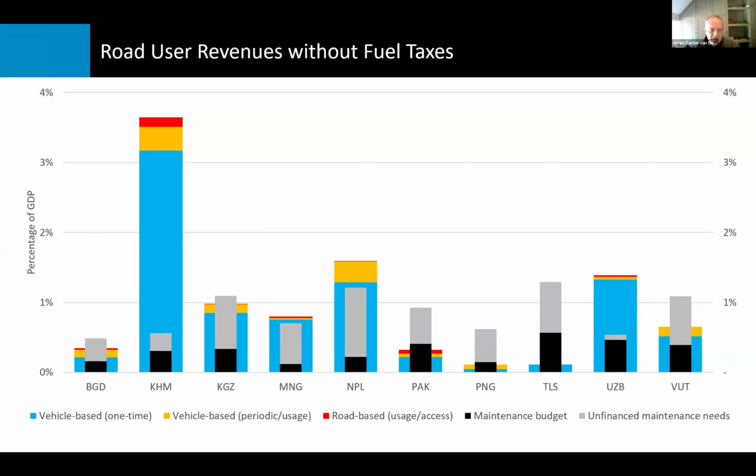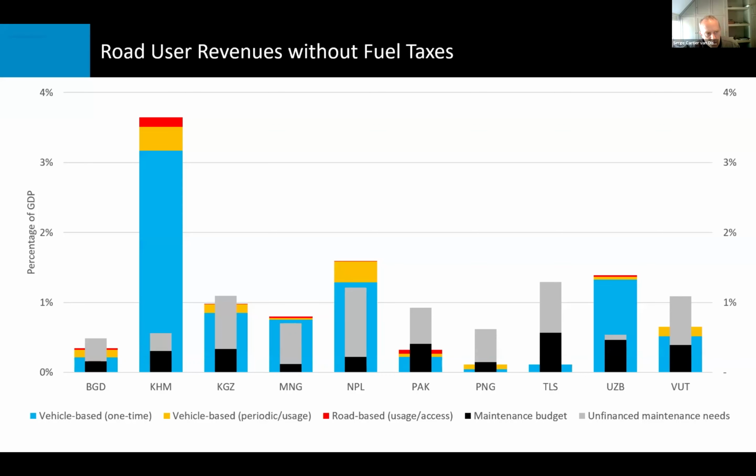The only countries that are really able to still cover their needs are Uzbekistan and Cambodia. And that is because both have a very high dependency on vehicle-based revenues. So those are not as directly impacted by this transition to electric vehicles.